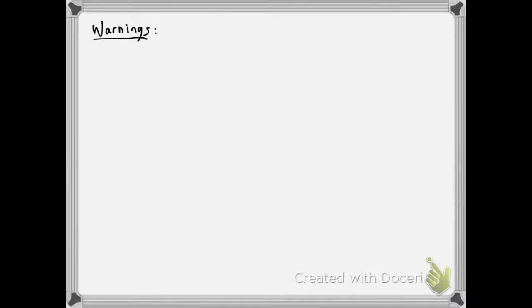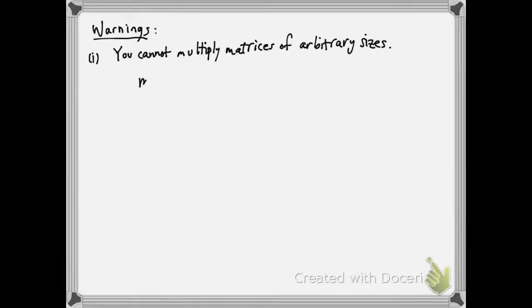A few warnings. This matrix product does behave like a product in some ways, but in other ways it's different from the products that you're used to in the real numbers. So for example, one, if I just give you two arbitrary size matrices, you can't just multiply them together. You need an m by n and an n by p. You need this entry to agree. And in that case, you can multiply them, and the resulting matrix is an m by p matrix. If they don't agree, then you can't multiply the two matrices together.